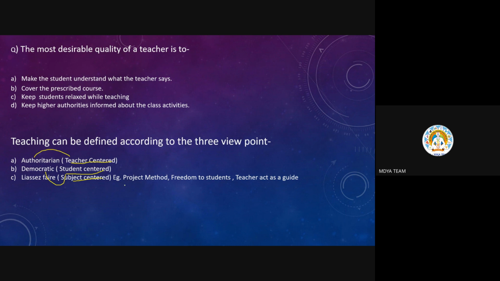So in the project method, there is independence for the student. They can critically think about the topics given to them. They can put forward new ideas related to that topic. So in laissez-faire, there is freedom for the student. The teacher acts only as a guide. Where the student needs the teacher, the teacher is there. Otherwise, no interference. Your learner can think independently.